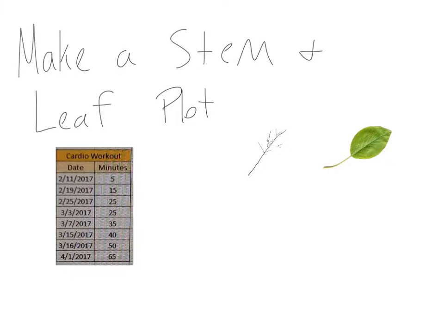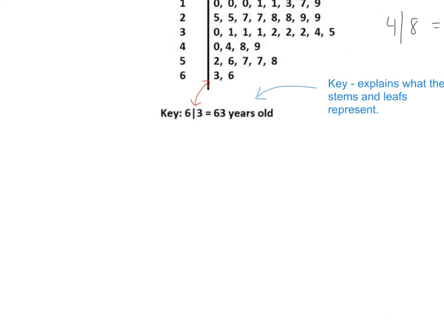Alright, so we're going to make a stem and leaf plot of our own here. And what I did is I gave you a table. This is cardio workout time, so the date the workout was done and the length of that workout. And we're going to use this little stem and this leaf to help us get started. So you might be thinking, stem and leaf plot, I don't know how to do this yet. That's fine. Let's look back at this picture real quick.